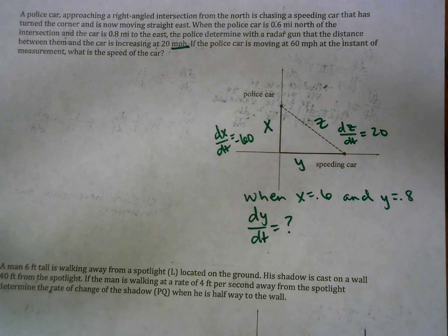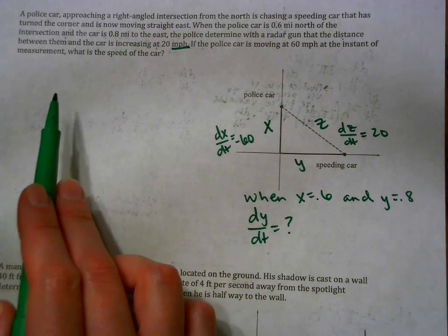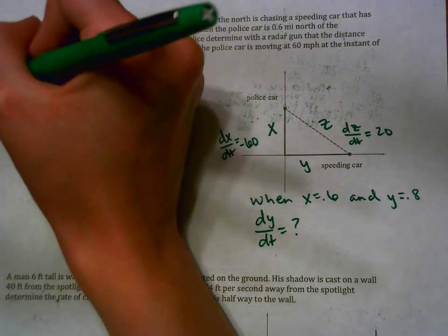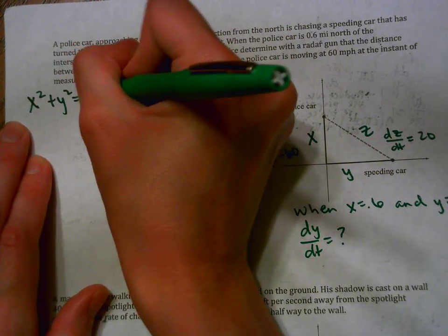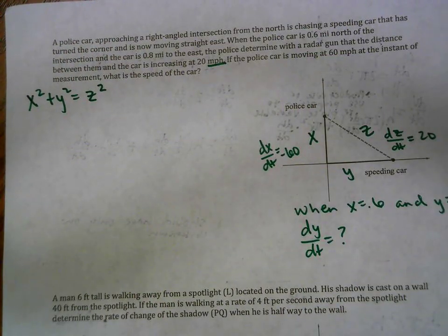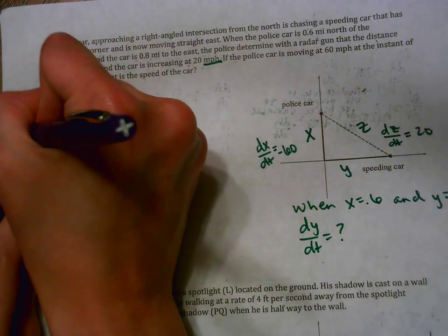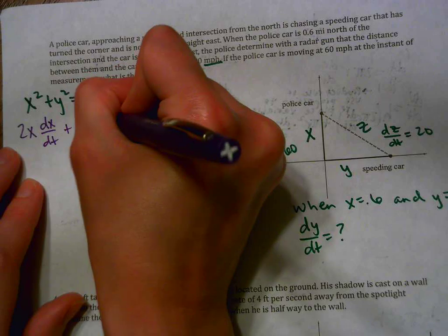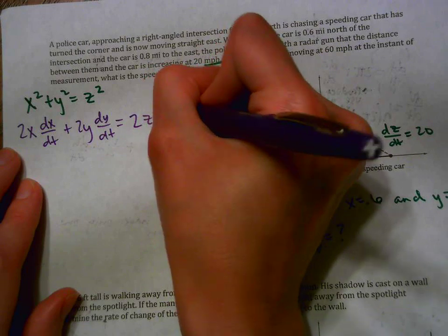So at this point you can kind of figure out what you have, what you don't have. I think sometimes it's helpful if we do write the equation first, and it's easier to see what you still need to figure out. So we would use the Pythagorean theorem. X squared plus y squared equals z squared. I don't need to replace anything, so I can go ahead and take the derivative. 2x dx/dt plus 2y dy/dt equals 2z dz/dt.